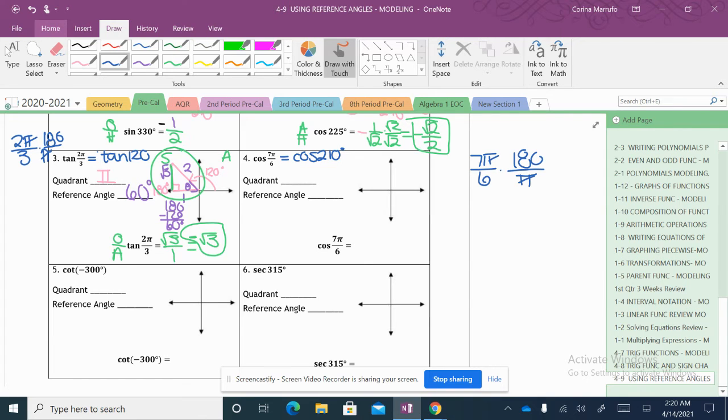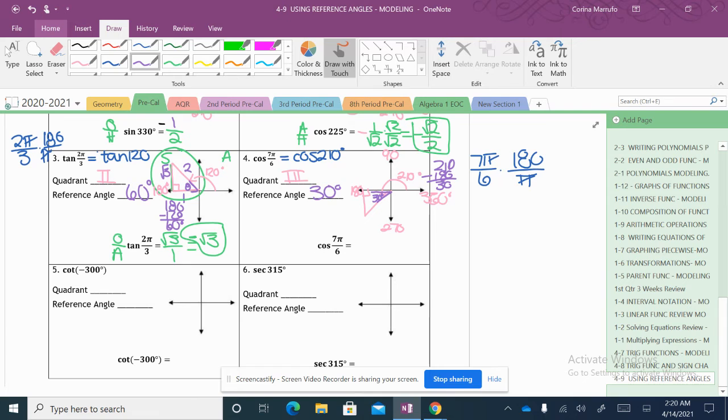Okay, so this is 90. This is 180. This is 270, and then this is 360. So that means that 210 is going to land in the third quadrant. That means from here to here is 210 degrees. So to find the reference angle, I'm going to take the 210 and subtract this angle. So 210 minus 180 gives me 30. So that means this is 30 degrees.